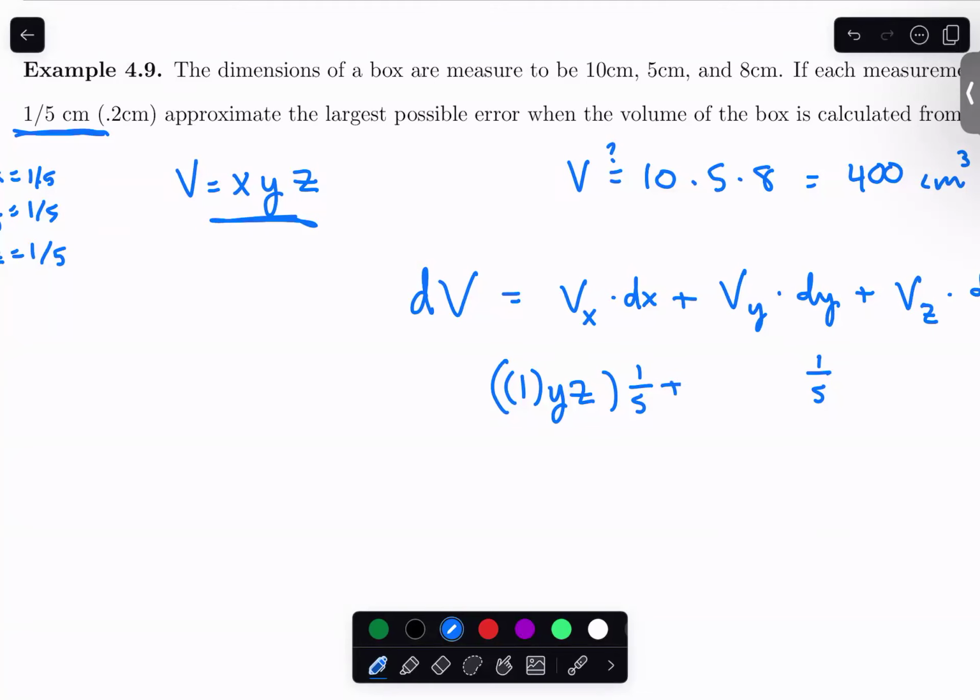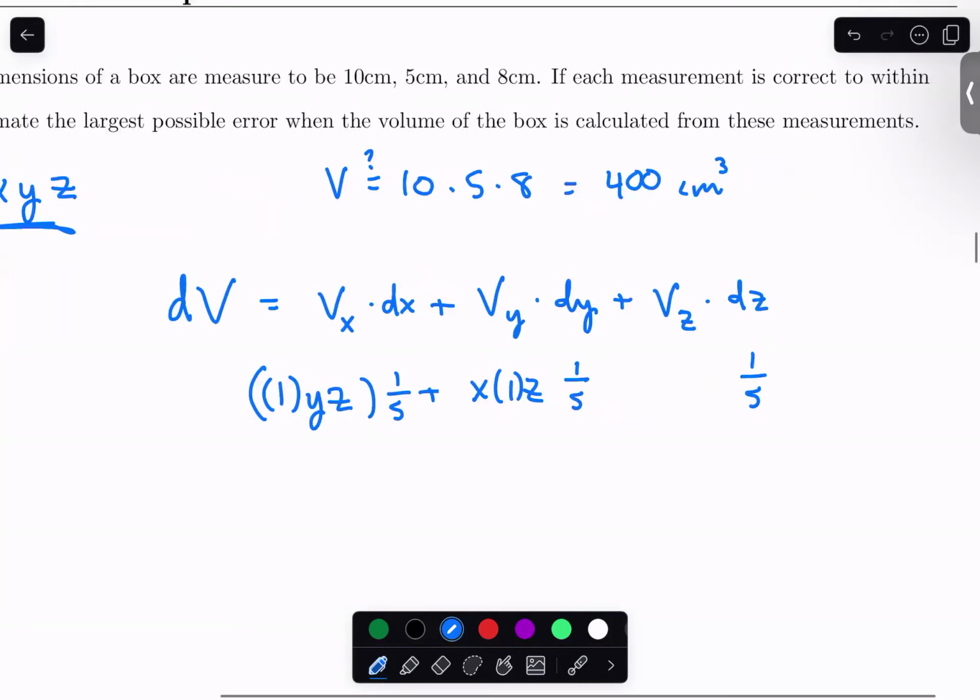Likewise, when I take the derivative with respect to y, right? I'm going to have my x and my z along for the ride, and the derivative of y is just 1. And then finally, when I take my derivative with respect to z, again, my x's and y's are now constant. They're along for the ride. So we get my derivative of z is 1.